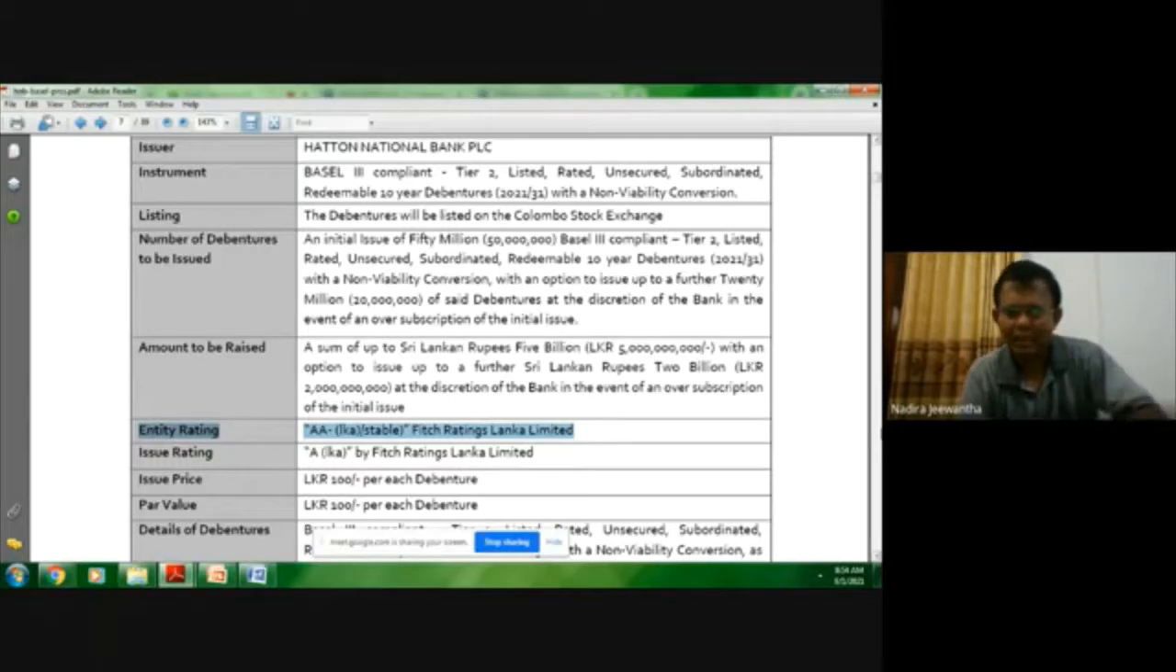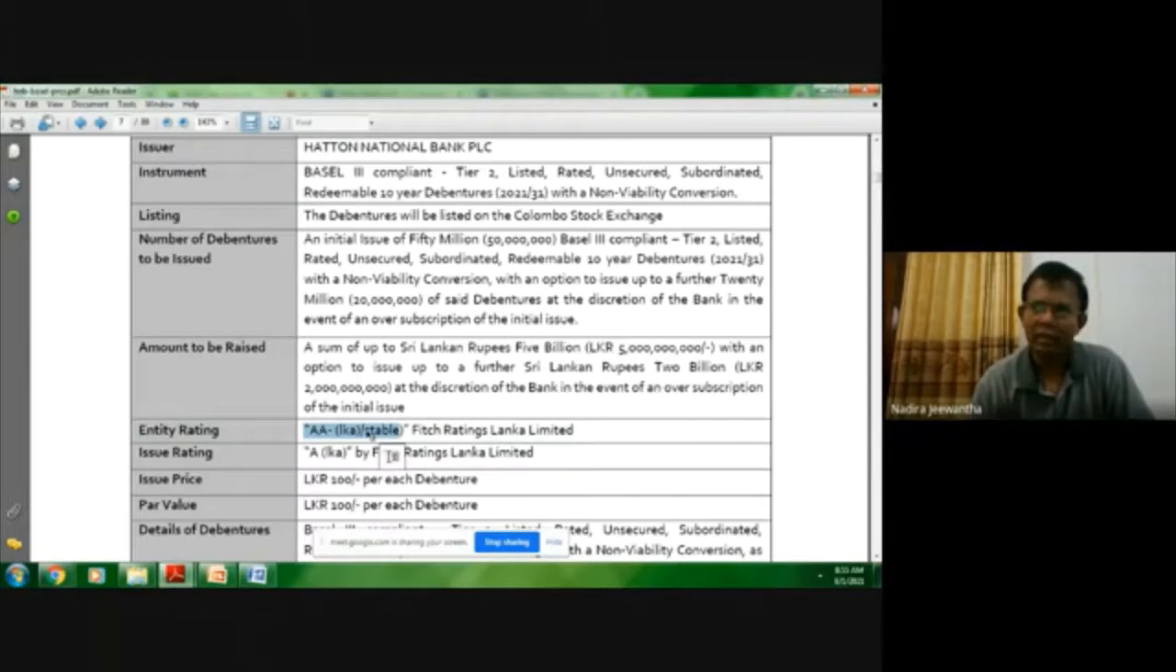This is the particular instrument. HNB's rating may be different. Here, I'm sorry, it's entity rating. See, this is entity rating. Entity rating in the sense what? Particular HNB's rating. Every bank, every finance company has a rating, like a country. Bank of Ceylon has a rating. HNB has a rating. People's Bank has a rating.